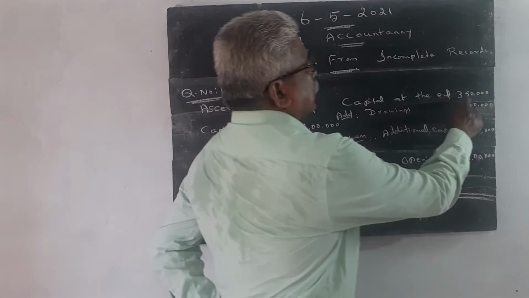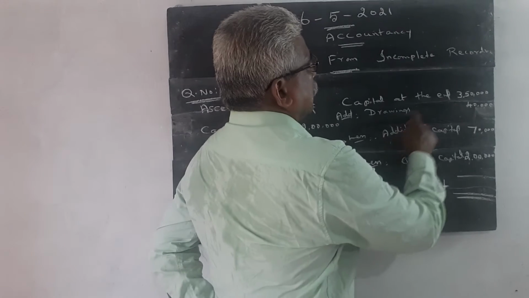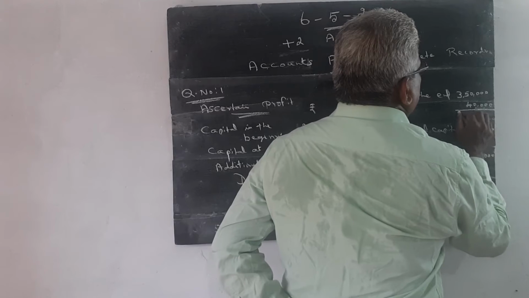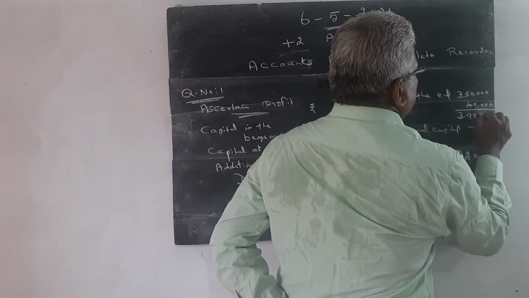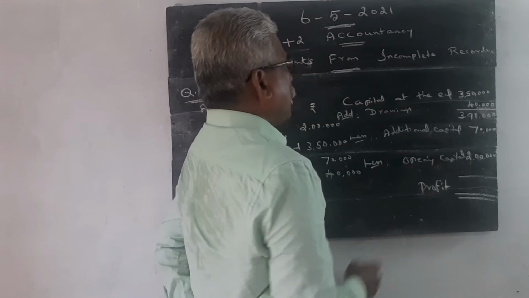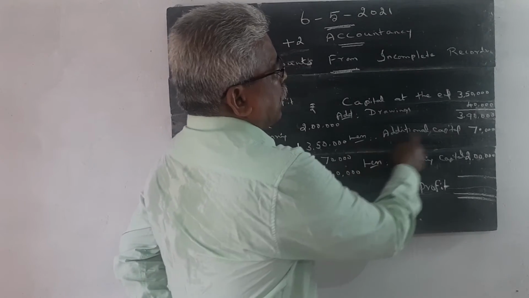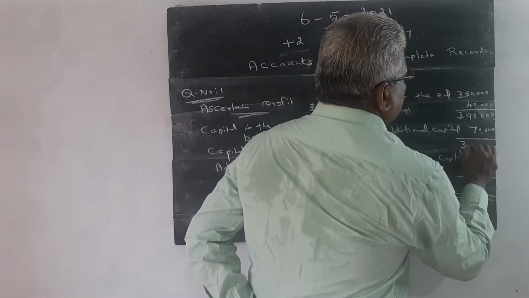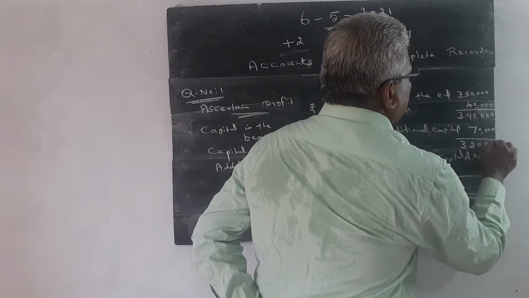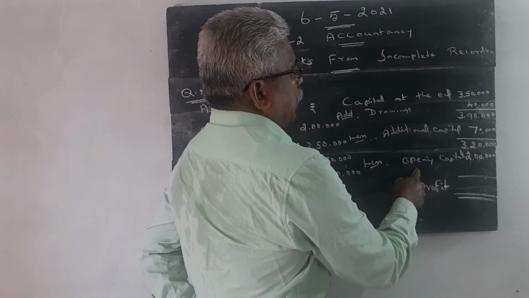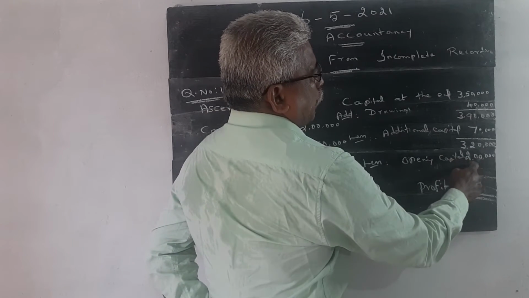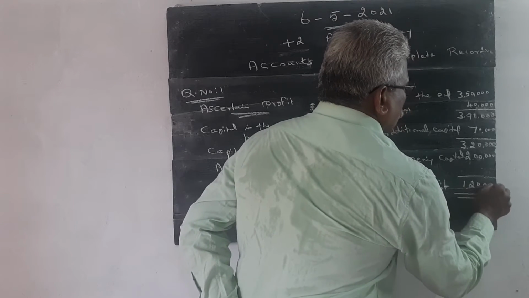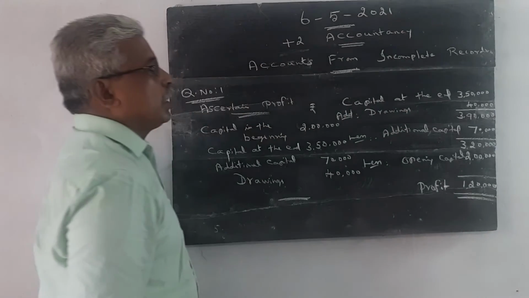Capital at the end 3,50,000. Add drawings: 3,50,000 plus 40,000 is equal to 3,90,000. Then less additional capital: 3,90,000 minus 70,000 is equal to 3,20,000. Then less opening capital: 3,20,000 minus 2 lakhs is equal to 1,20,000. So the profit is 1,20,000.